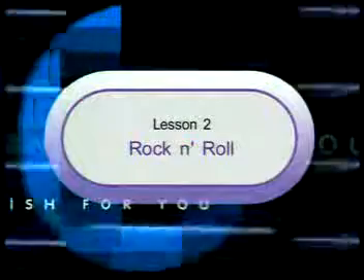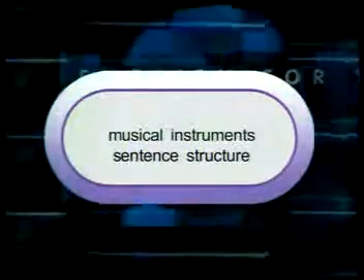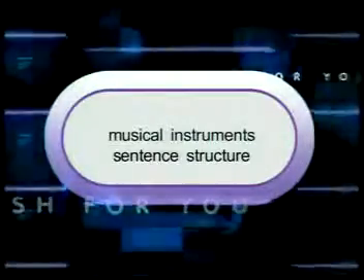Lesson 2, Rock and Roll. Musical instruments, sentence structure.